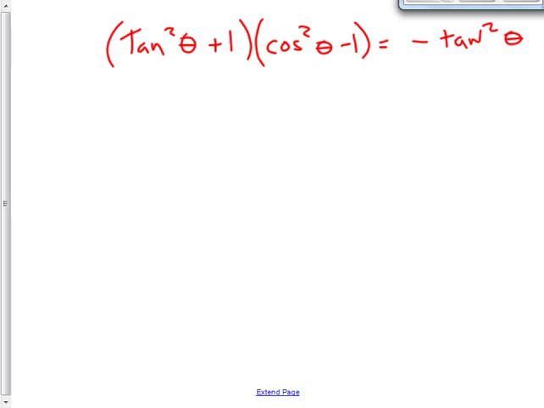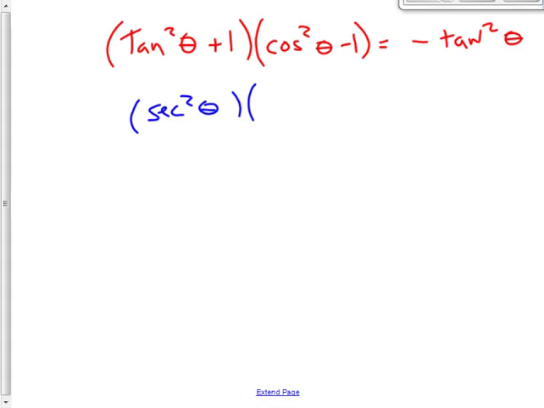Here's another one. So I've got tangent squared plus 1 times cosine squared minus 1. Again, it looks like I have 2 binomials that I could multiply, so that's one way that I could go through it. But if I see I have tangent squared, I ultimately want to look and see if I have a Pythagorean identity that will substitute in for that. And I actually do, because tangent squared theta plus 1 is actually equal to secant squared theta. Same thing with cosine squared minus 1.